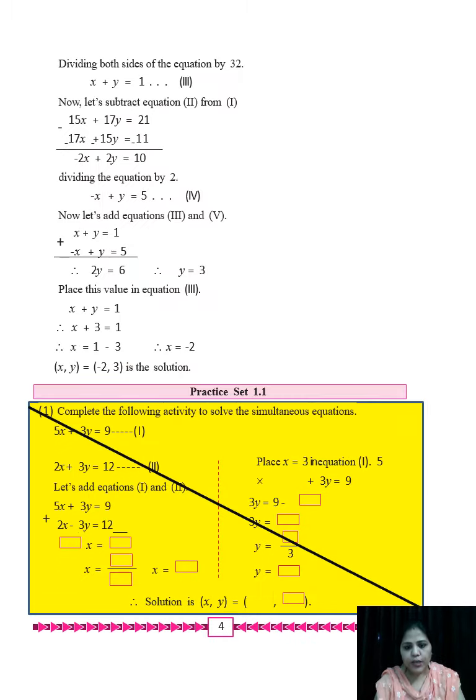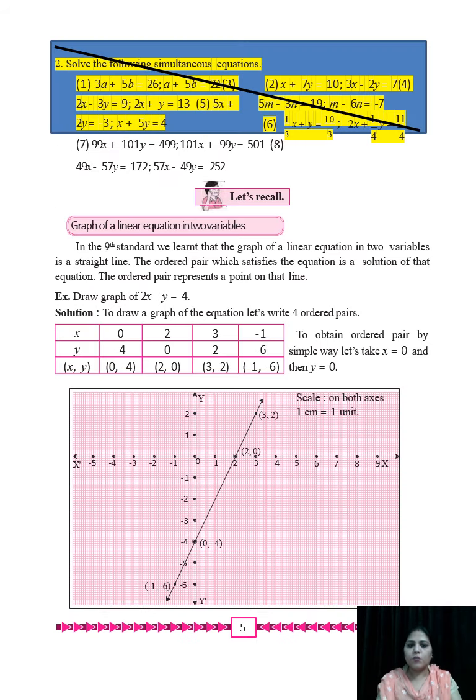Now, see on page 4, practice set 1.1. In question number 1, complete the following activity to solve the simultaneous equation. This part is not there. It has been reduced, so cancel this part too. This sum, or such sums, will not be asked in the exam now. Now we'll see the next page, that is page number 5.